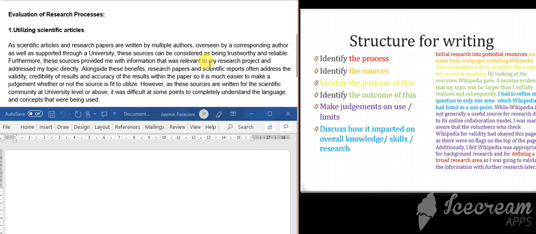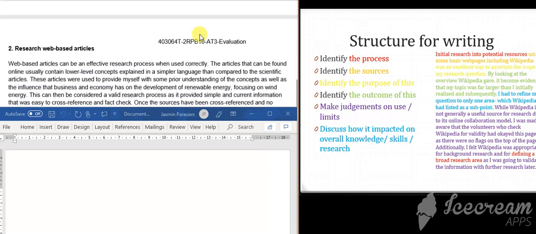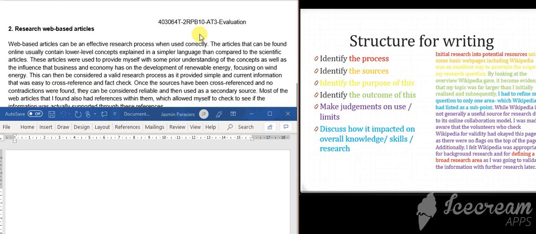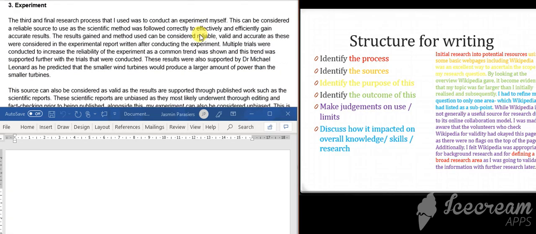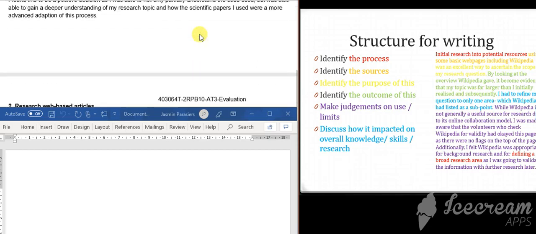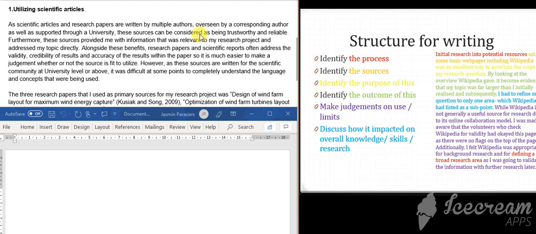If we are doing an example, which is the top left-hand corner here, we have someone talking about utilizing scientific articles. Then we have using their research to get web-based articles. And then we have an experiment that they did. So they've chosen 3 processes to talk through. I would say just start with one and then worry about how many words you have. Some of you will do 3 short ones, some of you will do 2 longer ones, some of you might only talk about 1.